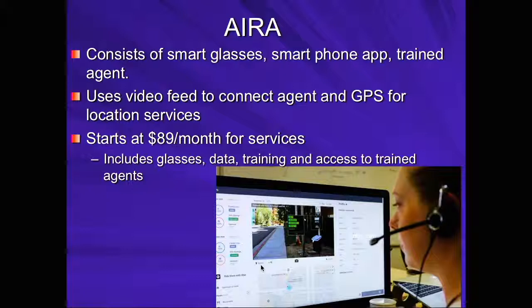So next one is IRA. It consists of some smart glasses which have a little camera. This particular thing does cost money. You have to subscribe to it for $89 a month. It's got a little camera on the side, and then there are paid employees who are looking at what you're seeing and then can tell you what's going on or orient yourself if you're a little bit lost.